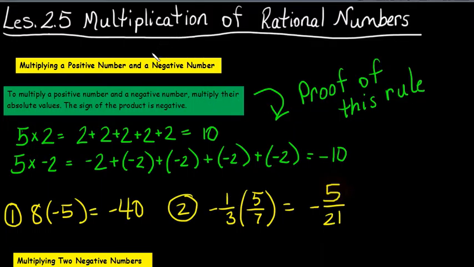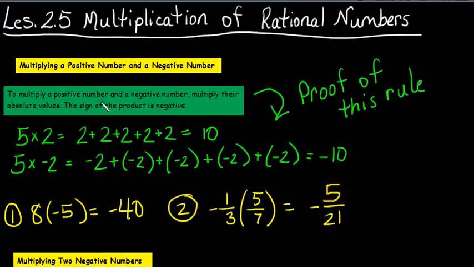Starr does too. This is lesson 2.5, and we're going to talk about multiplication of rational numbers, and I'm just hoping that everything is correct now. The first thing we're going to talk about is multiplying a positive number and a negative number.